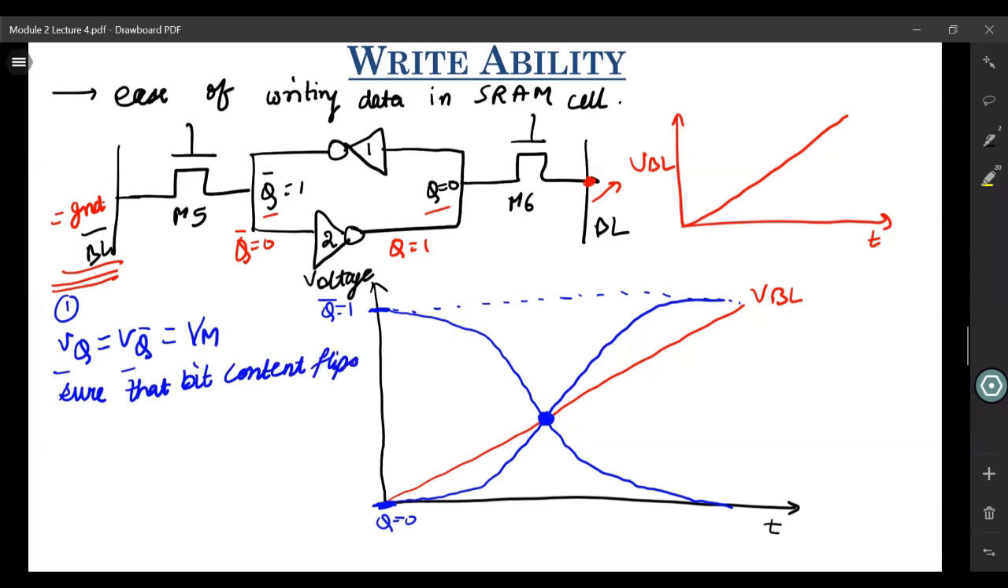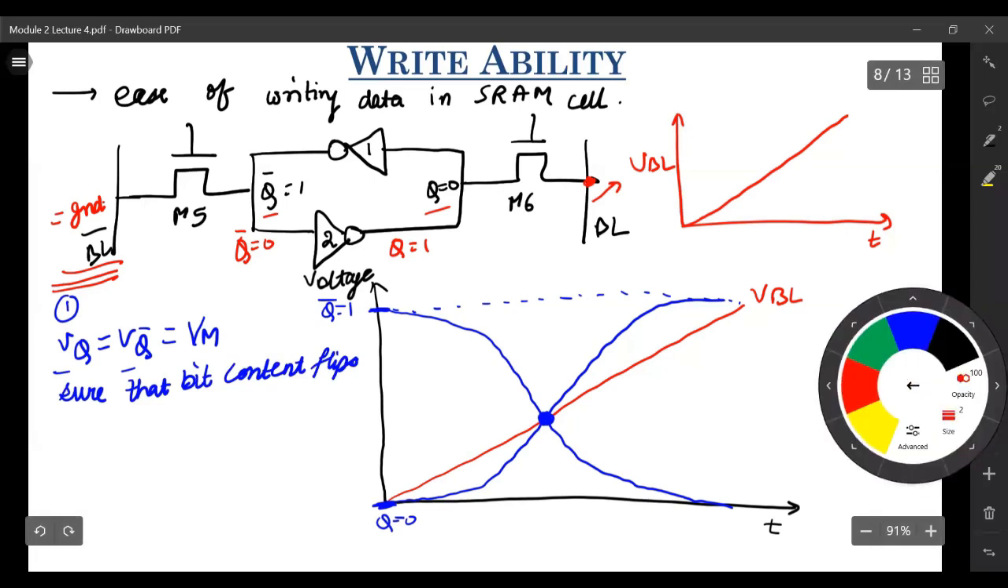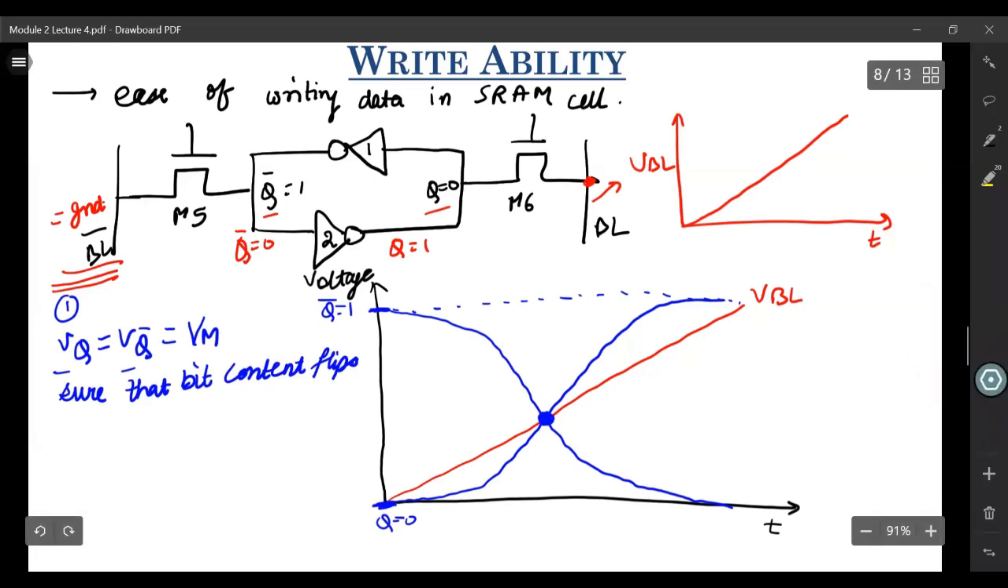Now, how do we define this writability? At the instant where your VQ and VQ bar collide, that is, wherever you reach VQ equals VQ bar, we look at the difference between VDD and your bitline voltage. So you define this write noise margin, or writability, as VDD minus the value of VBL at the location where VQ equals VQ bar.